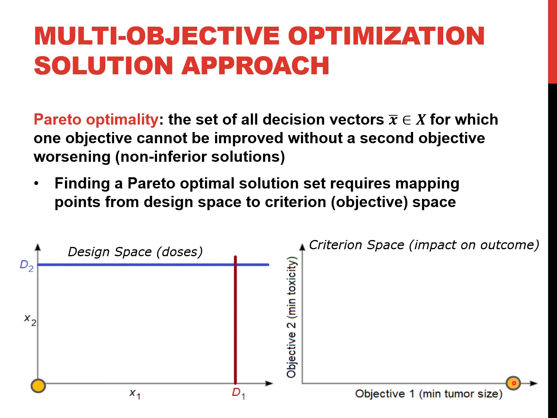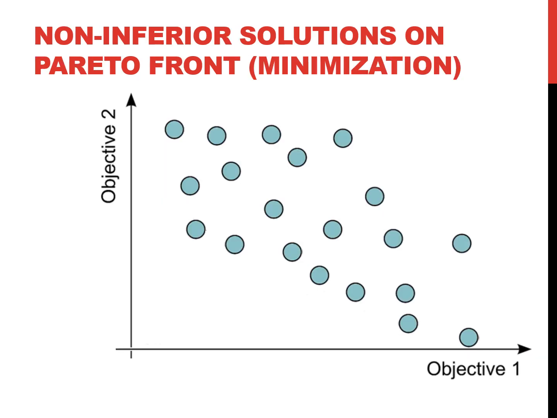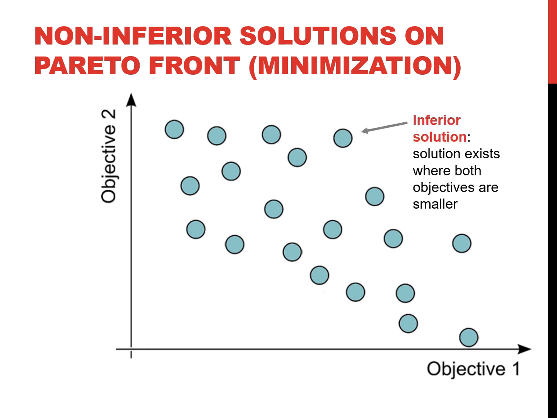Okay, so 0, 0 gives you largest tumor size but minimal toxicity. Okay, this one gives you smallest tumor size but largest toxicity. And then you go through, you check all of these doses and you map them onto your criterion space, which is your impact on outcome. Eventually you get a plot that looks kind of like this, a plot of non-inferior solutions on a Pareto front. Okay, so what does this look like? This, for example, would be an inferior solution because there exist solutions that minimize objectives on both criteria. So this is not a good choice.